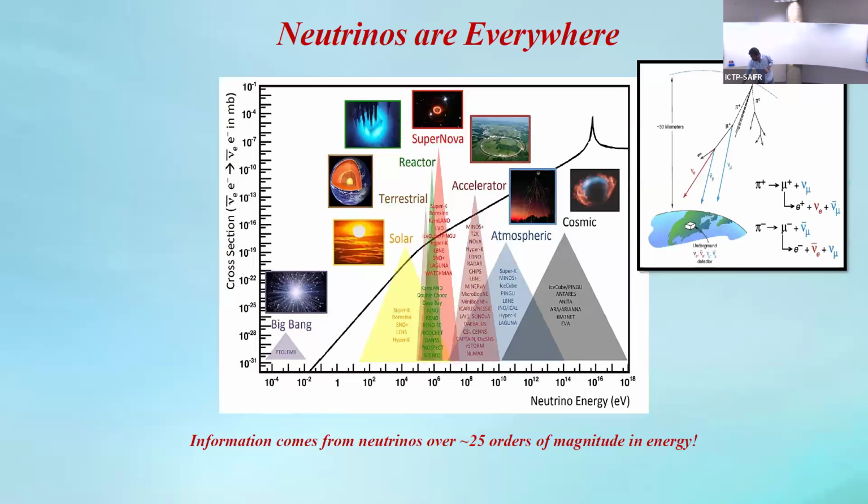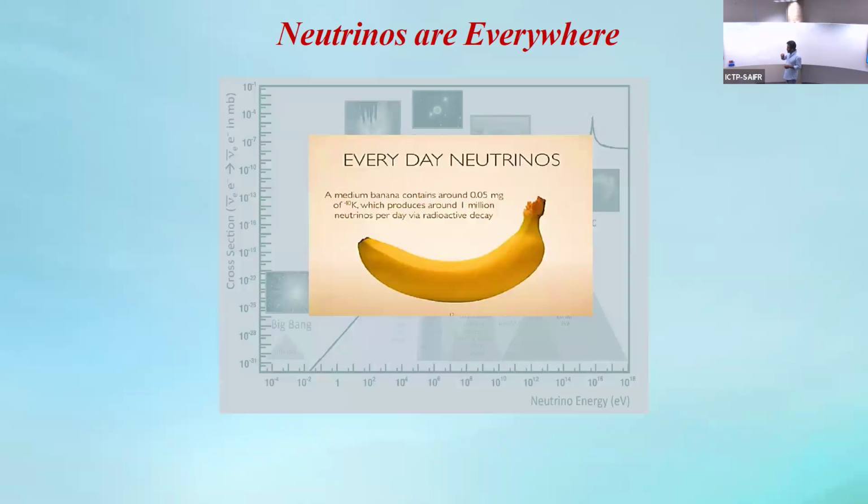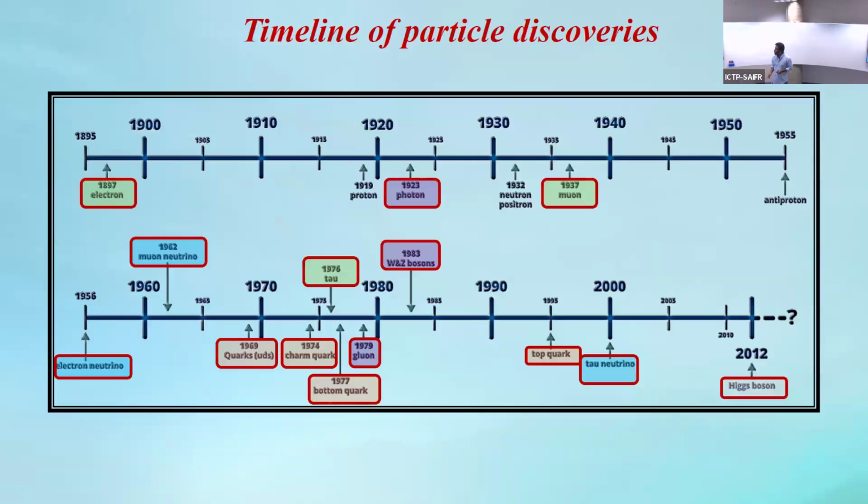So I'm briefly summarizing the sources. Even a banana, due to radioactivity, produces millions of neutrinos per day. So neutrinos are everywhere. Then this is one interesting slide which I thought I should put: the timeline of particle discovery, how different generations of elementary particles were discovered, when we came to know the 3 species of neutrino or 2 species of neutrinos and so on.